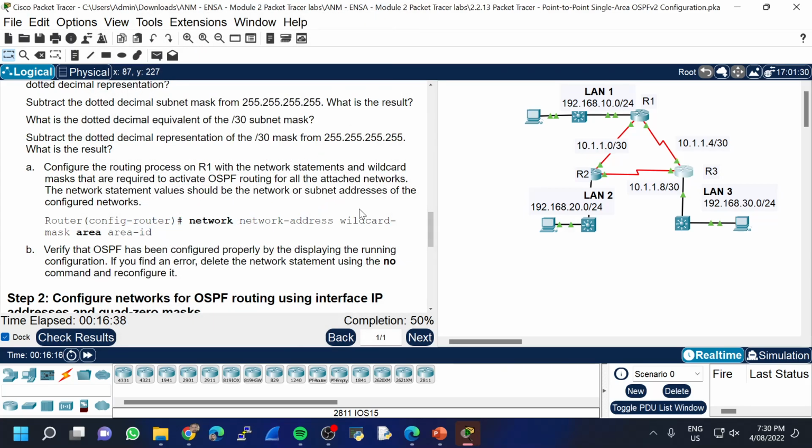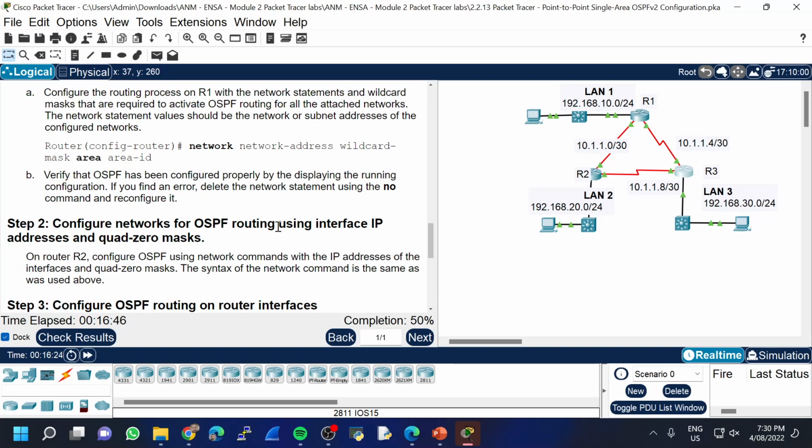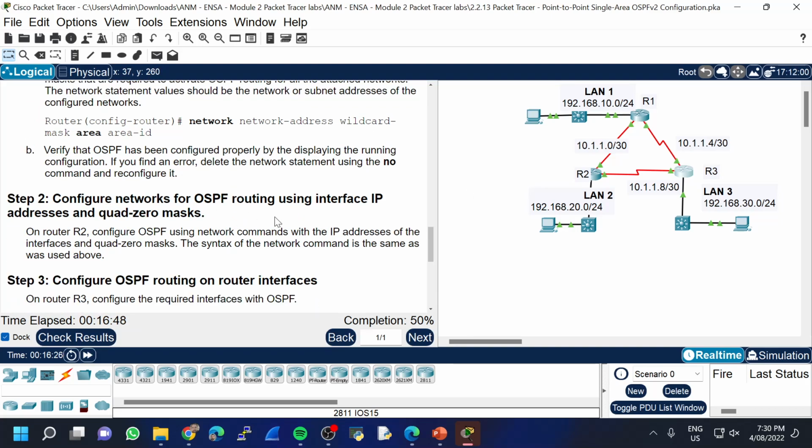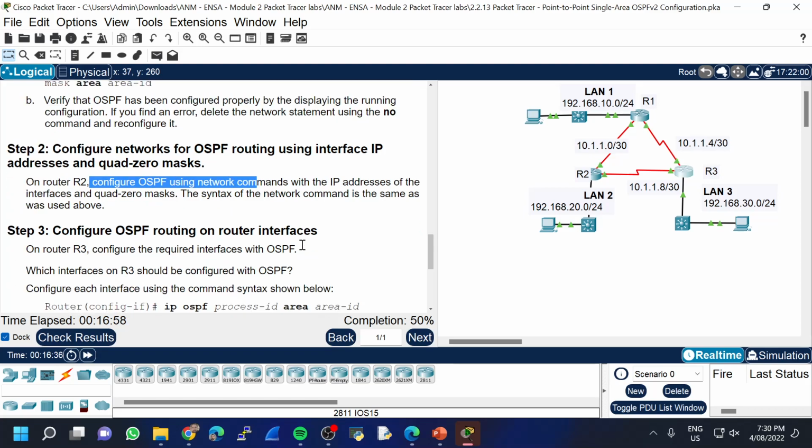Alright, so that's done. In a real situation, would we then have to configure the passive interfaces? Yeah, we're still going to configure the passive interface. So step 2: configure networks for OSPF routing using interface addresses and quad 0 masks. Oh man, we were supposed to do the same thing for all of them. So on router 2, configure OSPF using network commands with the IP addresses of the interfaces and quad 0 masks.